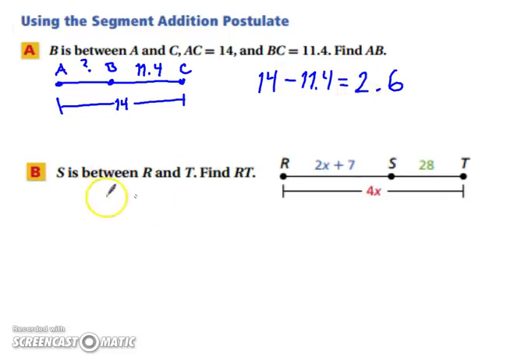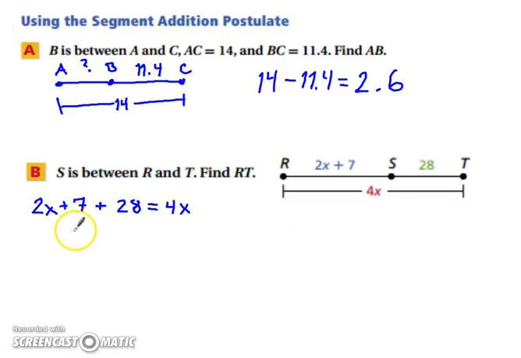Alright, well this one's a little bit more challenging. They weren't as nice and just gave us simple numbers or decimals. We've got some variables in here, but the same thing applies. One piece plus the other is going to equal your total. So you'll have 2x plus 7 plus your 28 is going to equal 4x. And now we can just use algebra.